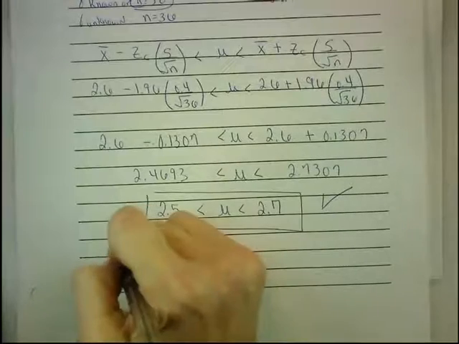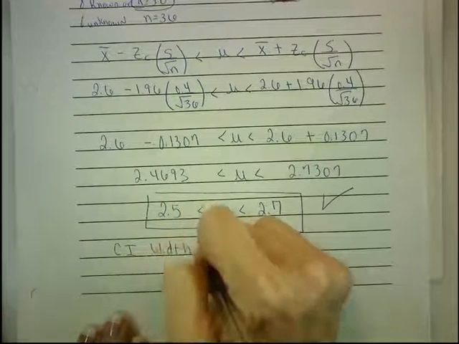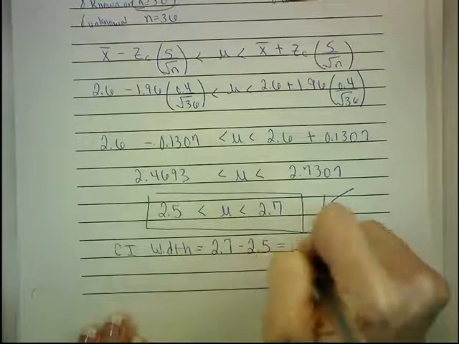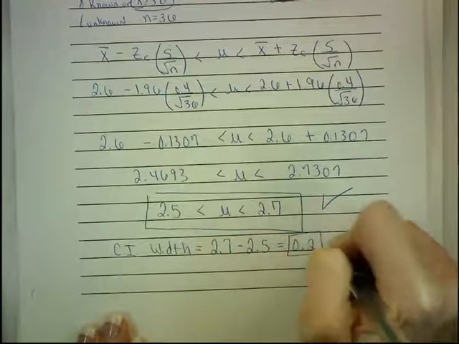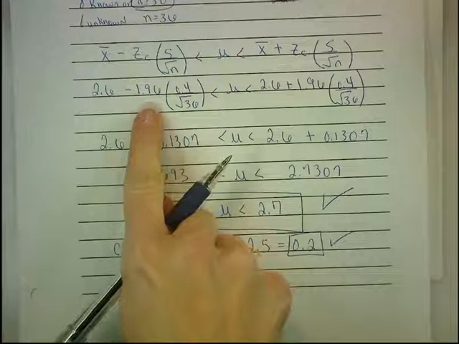If I ask you for the confidence interval width, you will say 2.7 minus 2.5, and you have a difference of 0.2. So that's pretty simple. And I can also ask you to give me the critical value for this problem, and you will give me 1.96.